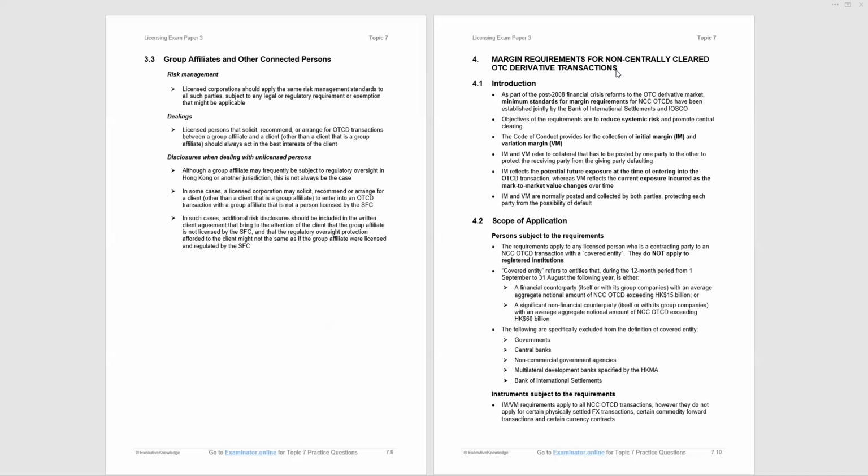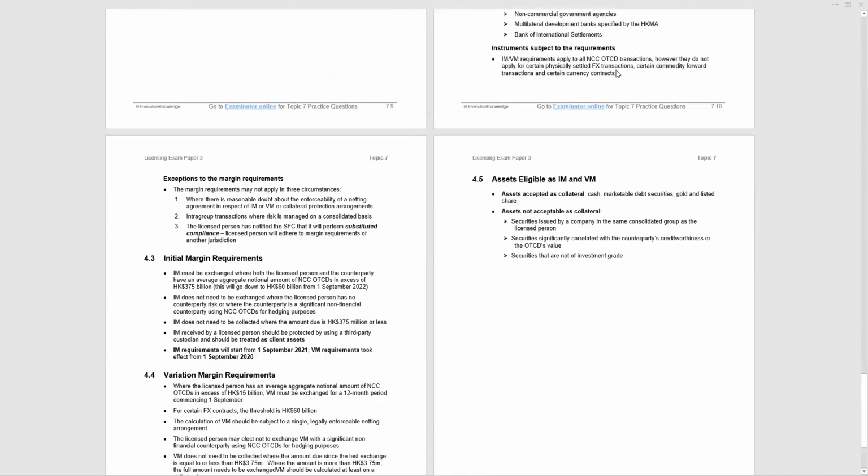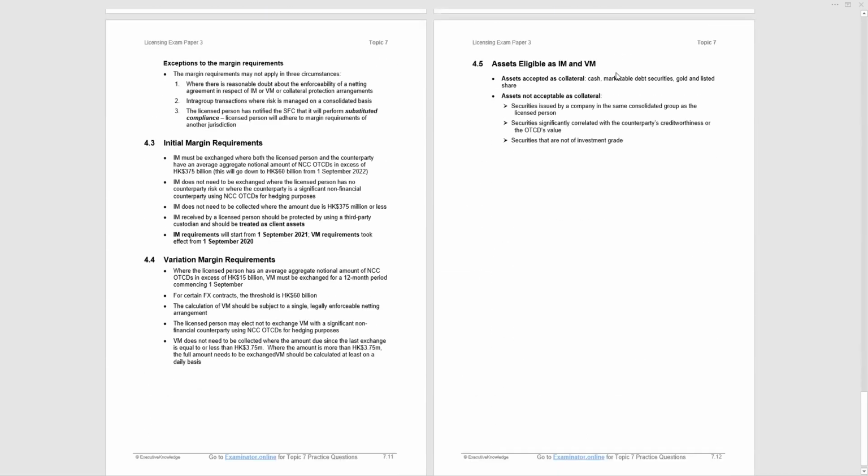Instruments subject to the requirements. So initial margin, variation margin requirements apply to all OTCD non-cleared transactions. However, they do not apply for certain physically settled foreign currency, Forex transactions, certain commodity forward transactions, certain currency contracts. Well, that's, I would say, by way of interest. I wouldn't be too concerned about it.